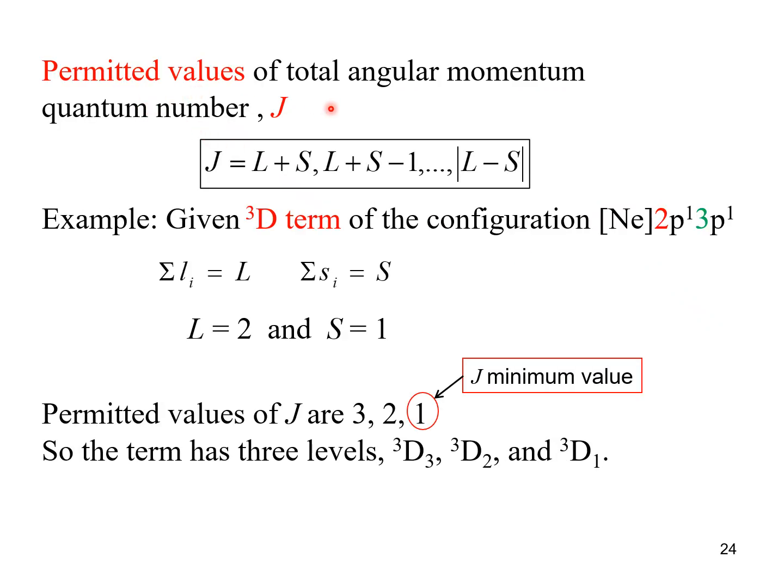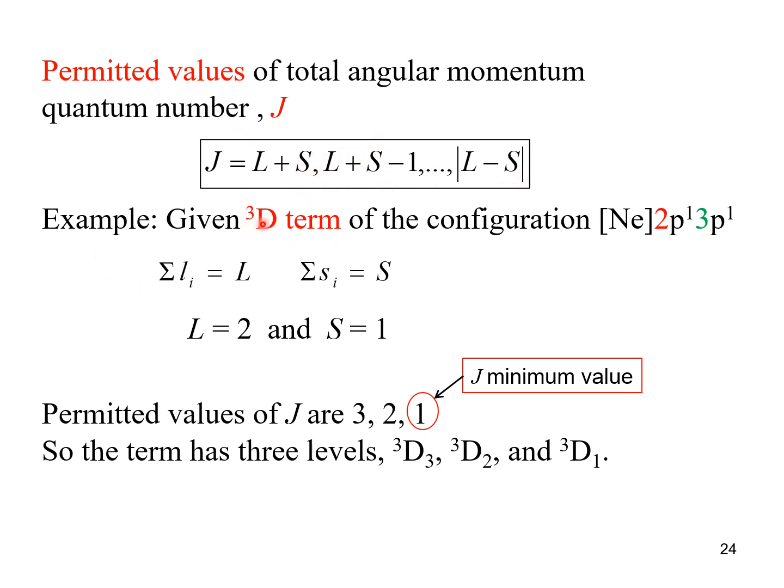For example, the permitted values of the total angular momentum quantum number J can be determined using L plus S to find the maximum value and the modulus of L minus S to find the minimum value. After that, fill in the gap between the maximum and minimum values.